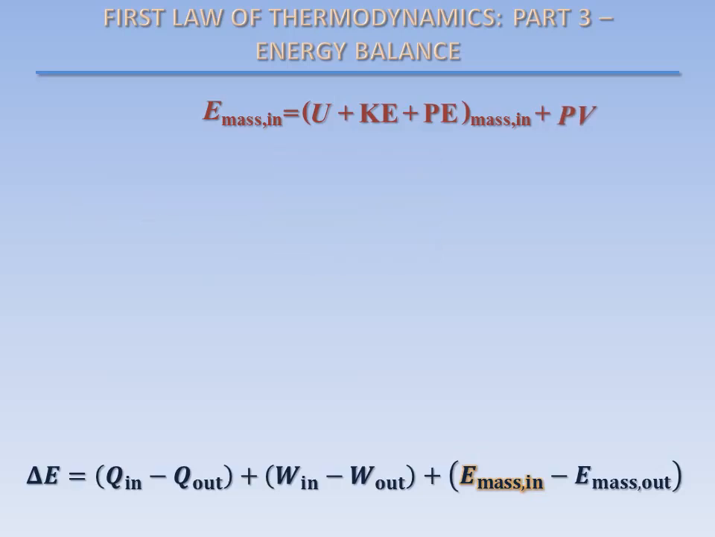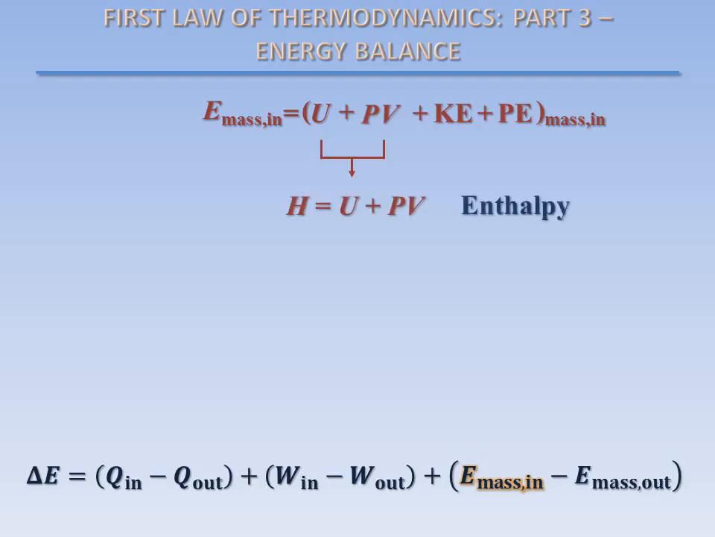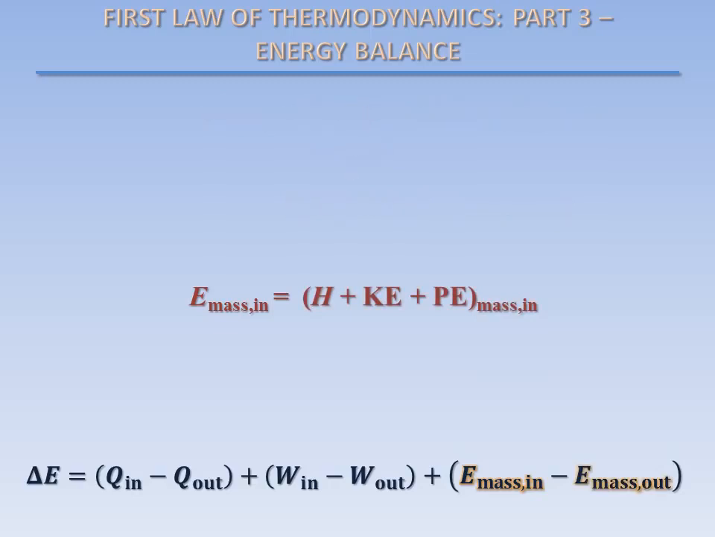We can rearrange this expression as follows. The internal energy of this mass and the flow energy required to push it into the system can be combined to form a new property denoted by the letter H. This property is called enthalpy. We can write the total energy contained in the mass that has entered our system in terms of enthalpy as follows. A similar analysis can be performed on the mass flowing out of the system.